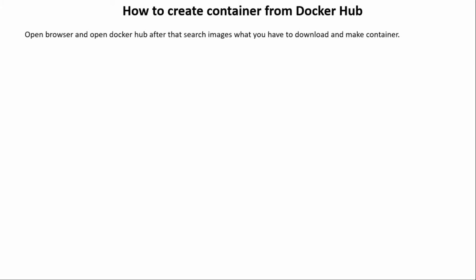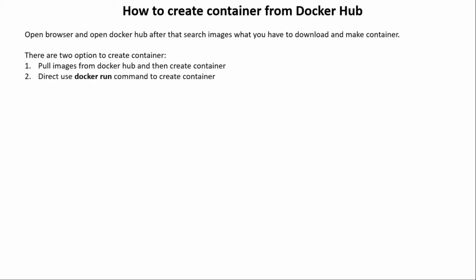Open the browser and open Docker Hub. After that, search for the images you want to download and make a container from the Docker images. There are two options to create a container. First, you will have to pull Docker images from Docker Hub and then you can create the container. And second option, you can run the docker run command directly to create a container from Docker Hub.